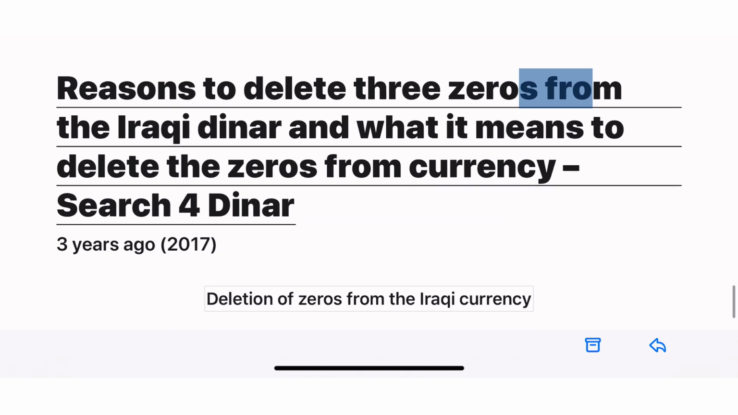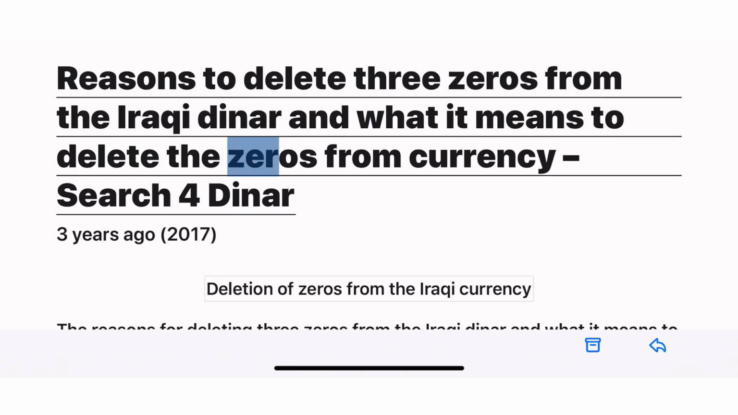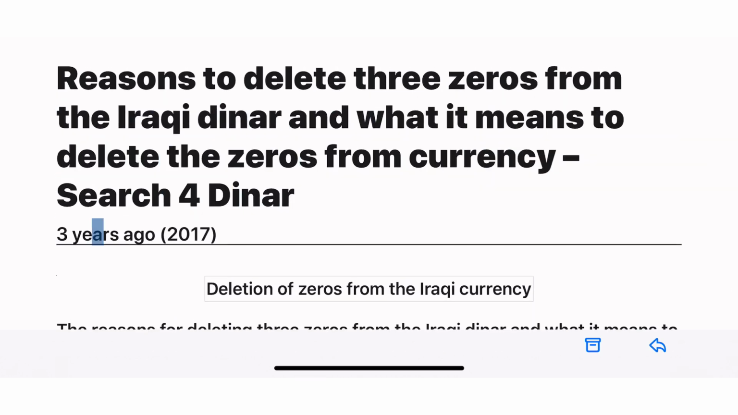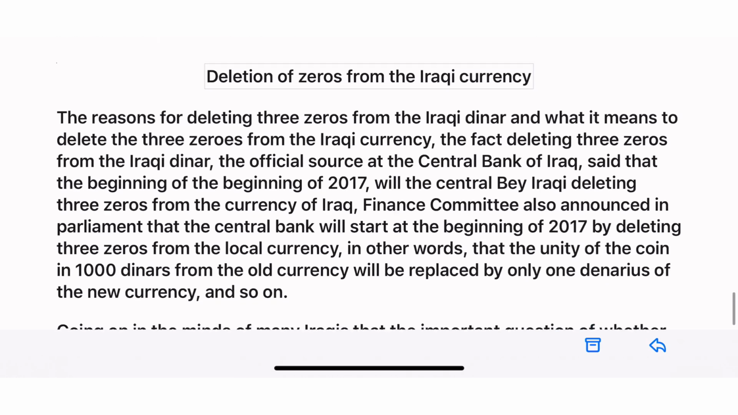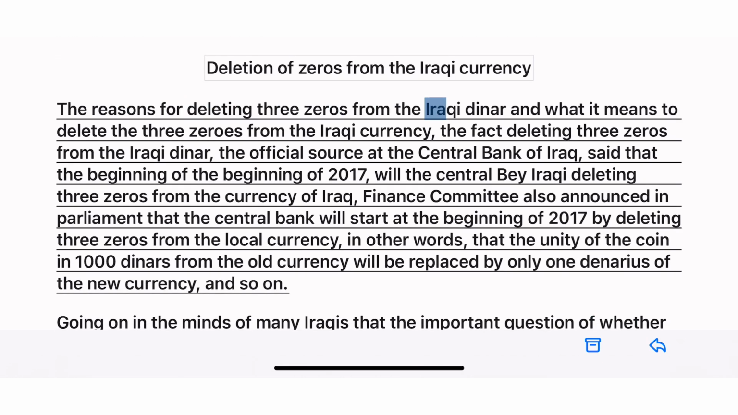Reasons to delete 3 zeros from the Iraqi dinar and what it means to delete the zeros from the currency. The official source at the Central Bank of Iraq said that at the beginning of 2017, the Central Bank of Iraq will delete 3 zeros from the currency of Iraq. The Finance Committee also announced in Parliament that the central bank will start at the beginning of 2017 by deleting 3 zeros from the local currency.